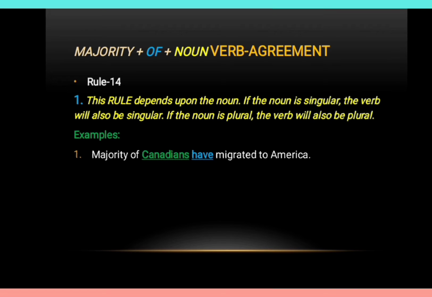Majority of Canadians have migrated to America. The word Canadians is a plural noun, so we have used "have migrated". The verb is plural and the noun is also plural. Majority of friend helps in the hour of need. The word friend is singular, so the verb will also be singular, "helps".